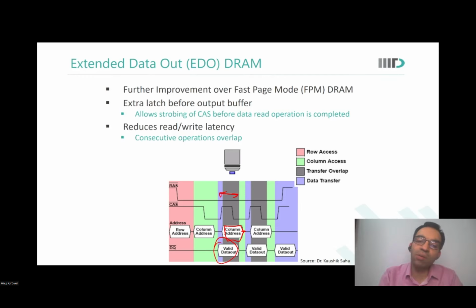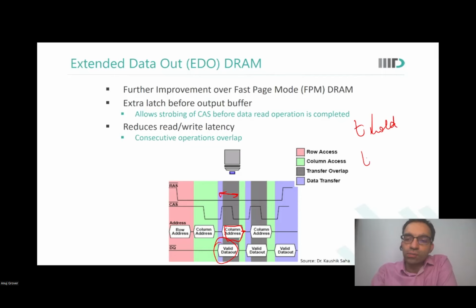So I can update the column address also within the cycle. Is that okay? That time it will not affect the valid data out. But if the next column address comes even slightly earlier, it will affect it. Yeah, so that is what we'll define. So what do we call that timing?